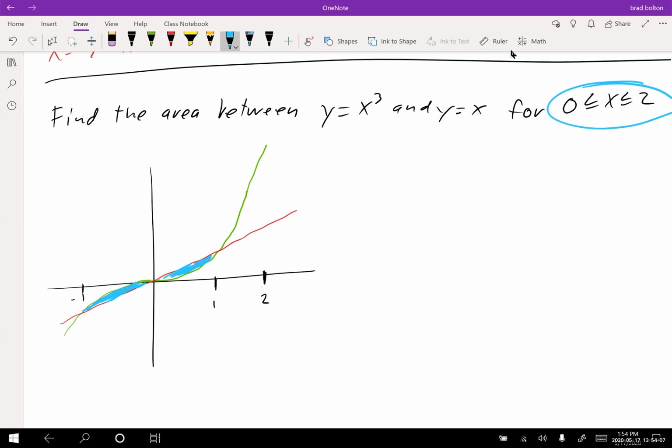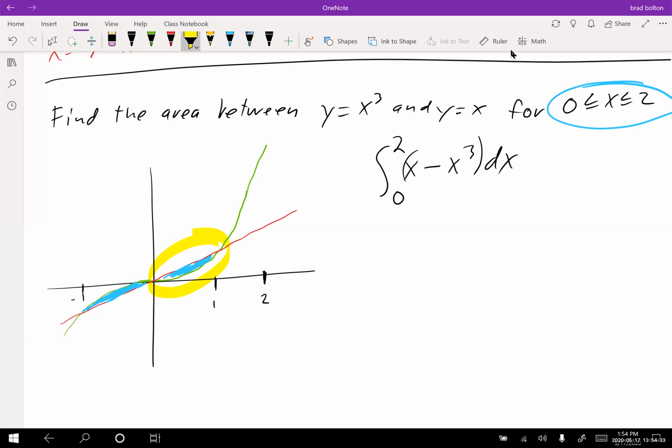Okay, so hopefully you guys unpaused the video. Let's see what you got. So I know that, what is the top curve? Well, the top curve is y equals x. So I'm going to say x minus x cubed dx, right? And then some people would write from 0 to 2 and they get marked wrong, because y equals x is only the top curve right here.